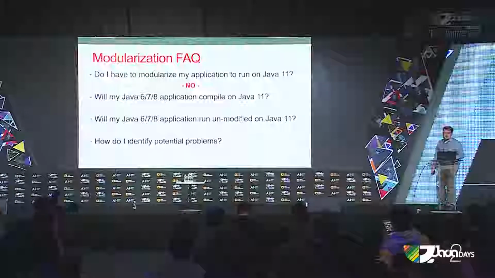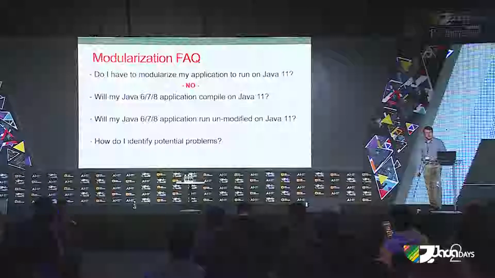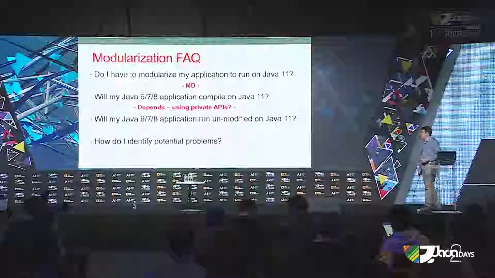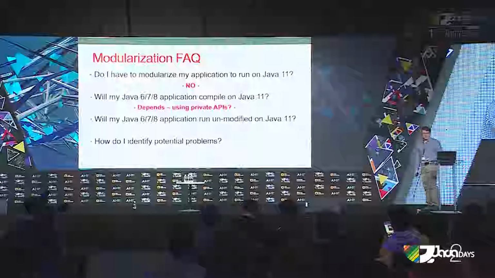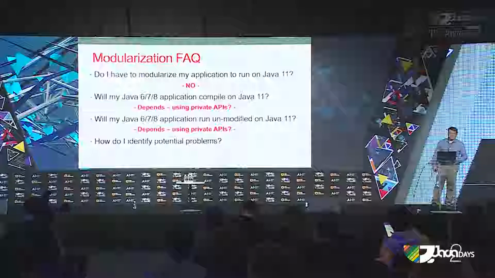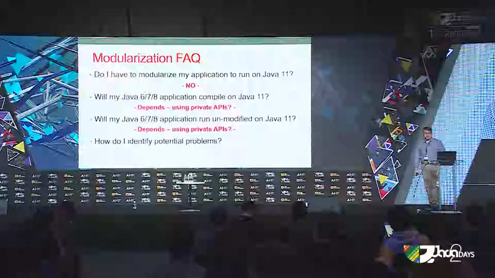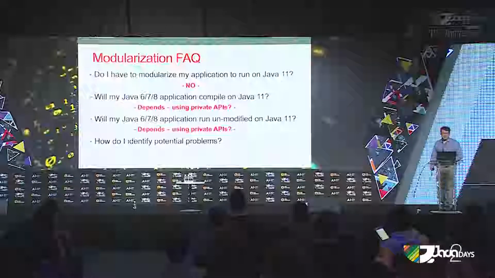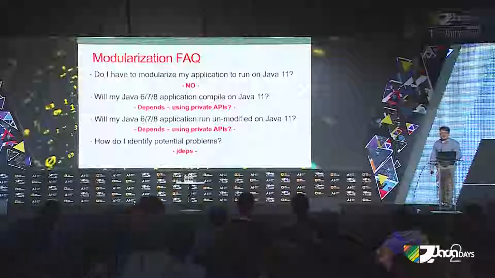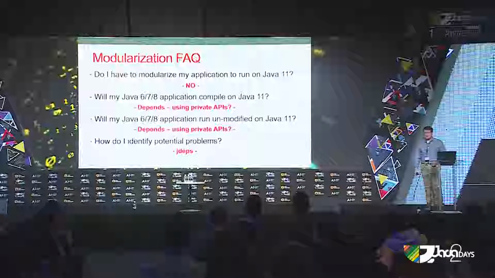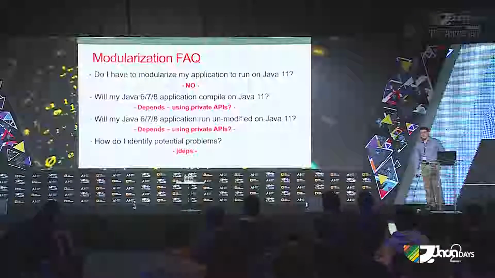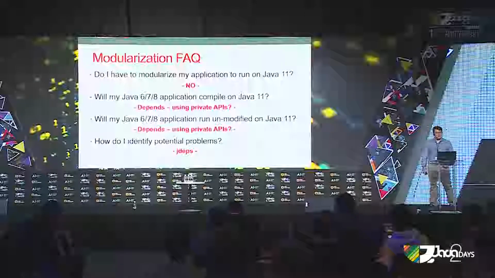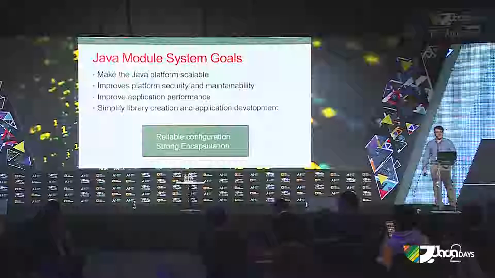The second question is, will my Java 6, 7, 8 application compile on Java 11? The answer to that question is it actually depends, and it depends upon whether you're using any private APIs or things that you're not allowed to. Will my Java 6, 7, or 8 application run unmodified on Java 11? It depends upon your use of private APIs and whether you've done anything that you shouldn't have. And how to identify potential problems? There's a utility that's included with the JDK, and it's been included for a while now, called jdeps, which you can integrate into your continuous integration builds and your regular builds to identify whether you will have any problems. So that's just a quick FAQ to get going.